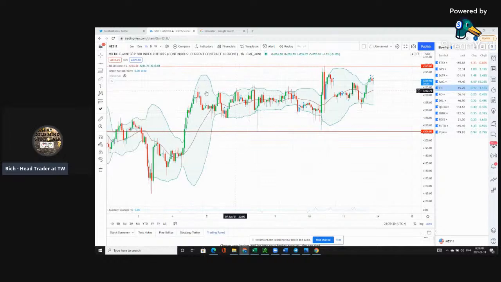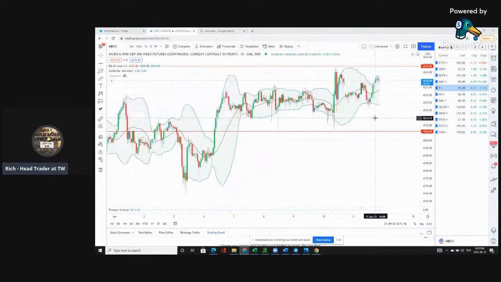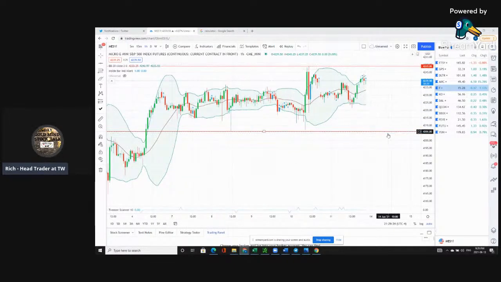And that's because it's mostly choppy. Eventually, we're going to have a breakout, higher or lower, and that's probably going to be stimulated by the Fed announcement this week. Once that announcement goes through, then we'll be able to see what's next. But stay away from the chop if you can.